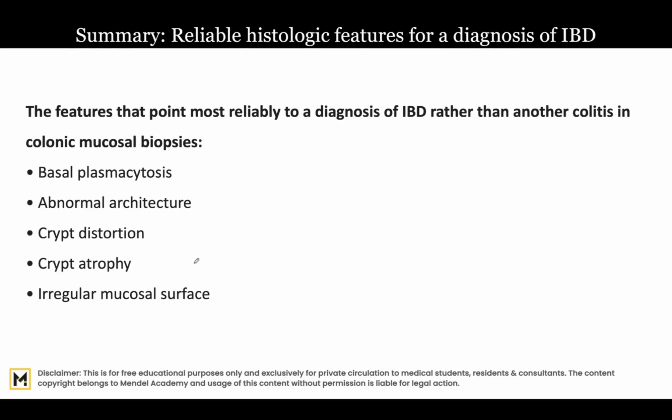So if we have to summarize the most reliable histologic features, then these are the ones. You should look for basal plasmacytosis. You should look for abnormal architecture for sure: crypt distortion, crypt atrophy, and an irregular mucosal surface. These are almost like mandatory.